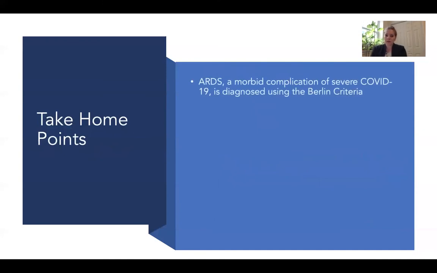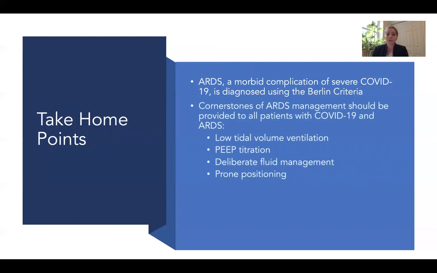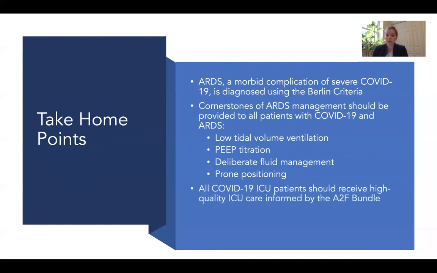So here are the take-home points for our video. Thank you for joining me, firstly. So ARDS, a morbid complication of severe COVID-19, is diagnosed using the Berlin criteria. Once it's been diagnosed, you should employ core components of ARDS management. And this includes low tidal volume ventilation, PEEP titration, deliberate fluid management, and prone positioning. Other advanced strategies can be considered on a case-by-case basis.